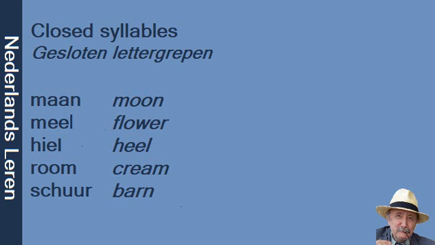So maan is written with two a's to indicate that it is a long vowel. Same with meel, hiel, room, schuur. Those are all long vowels within a single closed syllable. That's why they have to be written twice, except for the I, which is an exception.